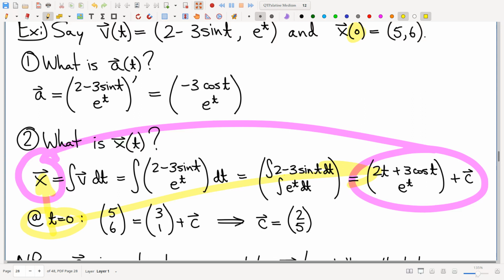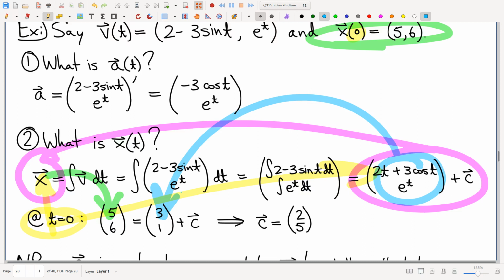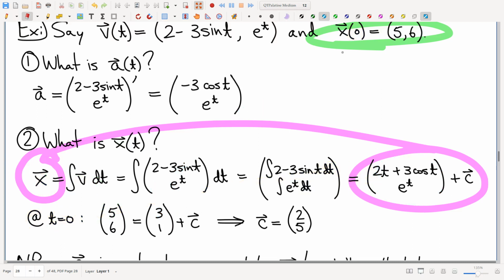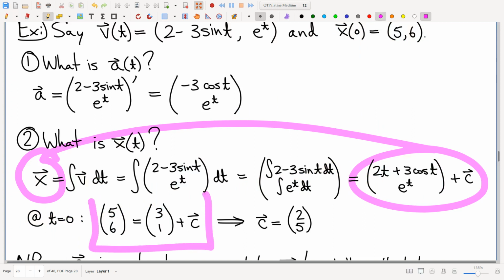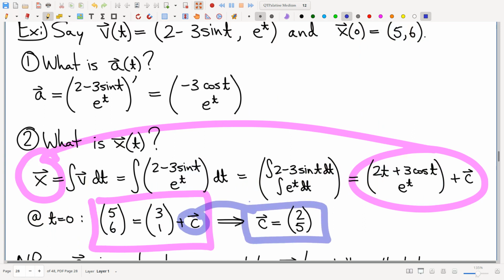And then let's see what happens. Well, x is 5, 6 when t is equal to 0. And this business right here, you plug in t equals 0. It turns out to be 3, 1. And now my purple equation, having plugged in t equals 0, becomes this. And of course then the c that I'm trying to solve for is easily solved for by subtraction. And notice, not that.